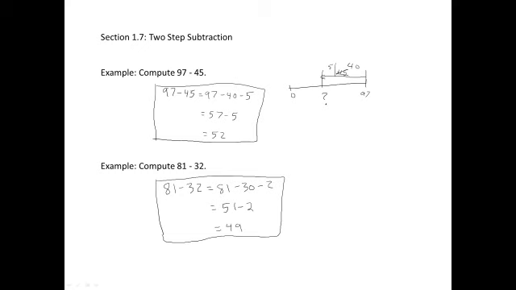Section 1.8, Mental Subtraction. Just as with mental addition, as you build more experience with numbers in this way, you can do subtraction problems much more quickly and much more easily. Compute 62 minus 21 mentally. 62 minus 21 is 62 minus 20 minus 1. 62 minus 20 is 42. 42 minus 1 is 41.